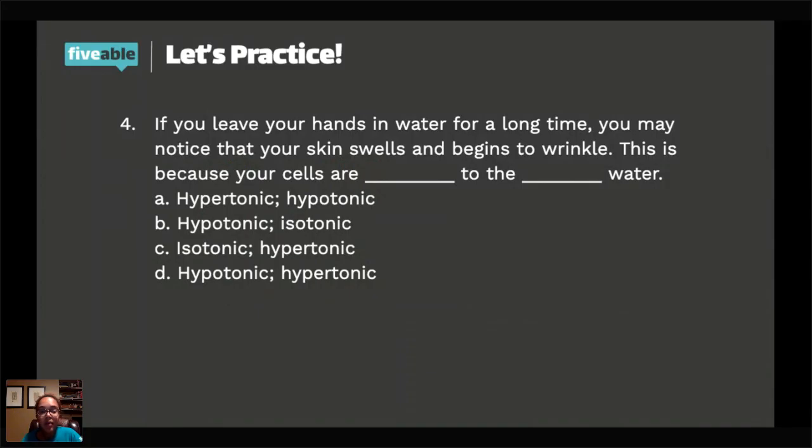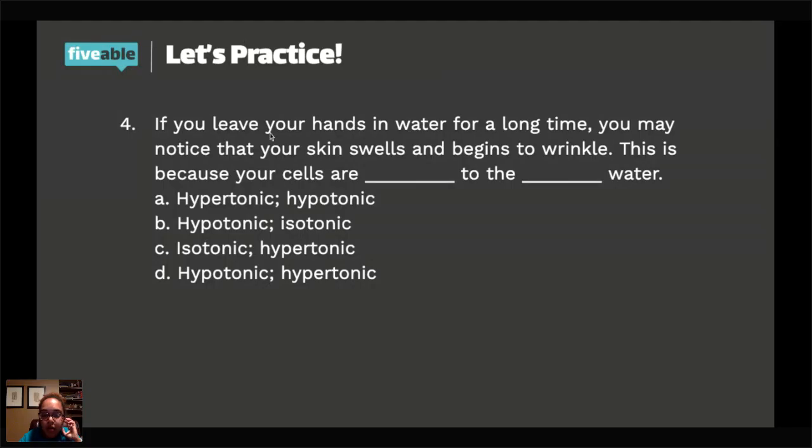And then, again, you have to remember water goes from places that are hypotonic to places that are hypertonic. So if water is moving into your cell, it must be hypertonic. That would tell you that the answer would be A. And if your cells are hypertonic, that means the solution is hypotonic. One is always going to be one of them, the other one's going to be the other one. So you should have been able to narrow it down to A and D.